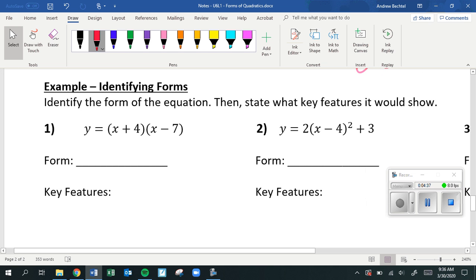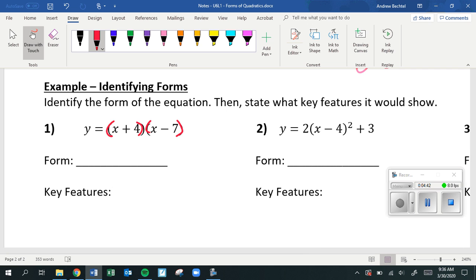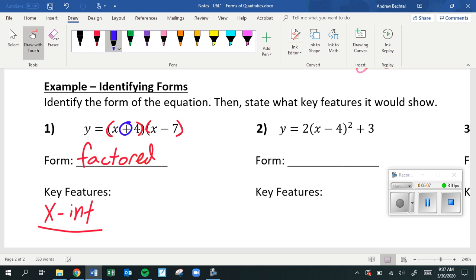Number 1, this is factored form. We can see that because there are 2 parentheses, and each of those 2 parentheses has a binomial. The key feature that we get from factored form is the x-intercept. I'm just going to call that the x-int. That's all I expect you to know for now, but later on we'll see exactly how to get that. And you may already start to understand, if I show you now, one of the x-intercepts is going to take this positive 4 and make it a negative 4. So we have negative 4 as an x-intercept.